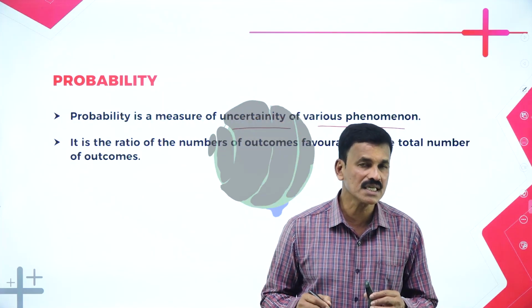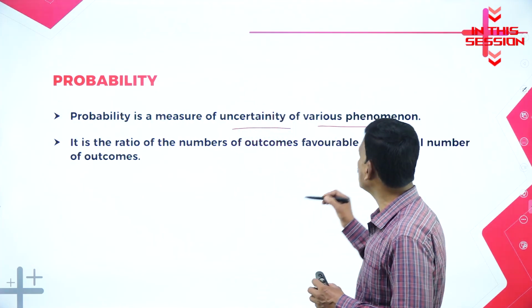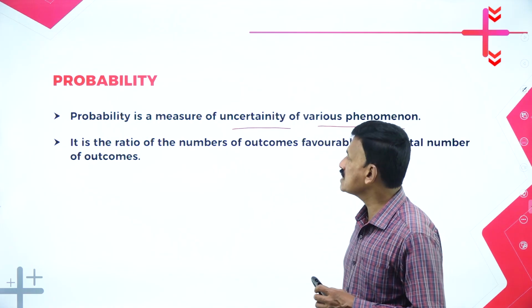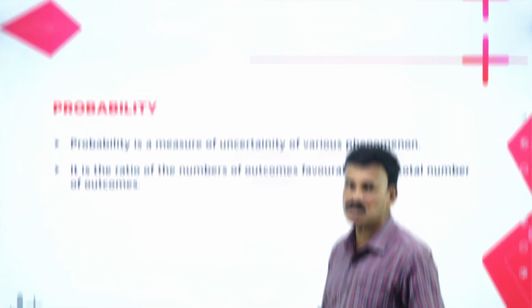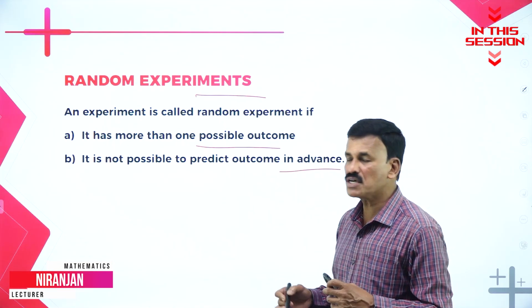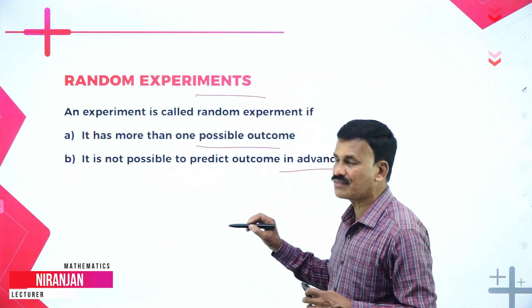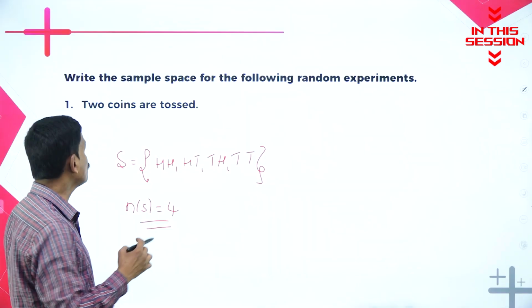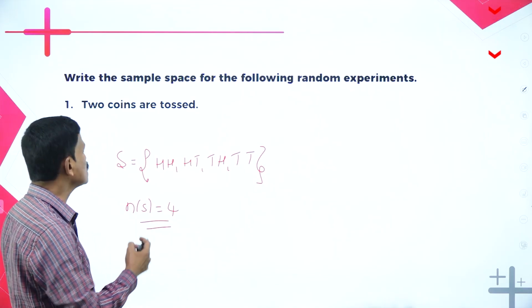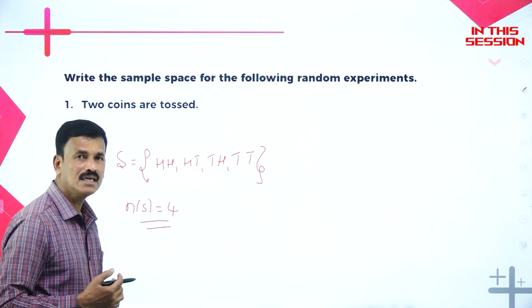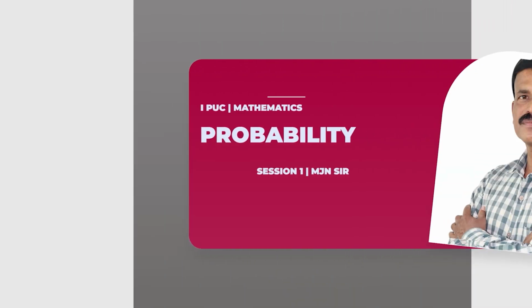The measure of uncertainty of various phenomena is known as probability. It is defined as the ratio of the number of outcomes. If it has more than one possible outcome and it is not possible to predict the outcome in advance, such an experiment is called a random experiment. If two coins are tossed simultaneously, the possibilities are head and head, head and tail, and tail and head.